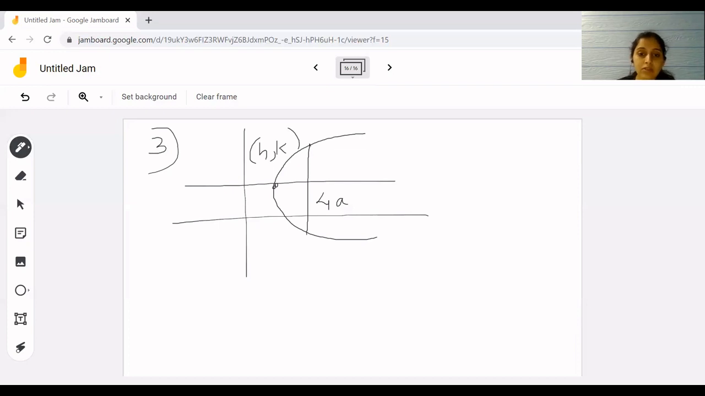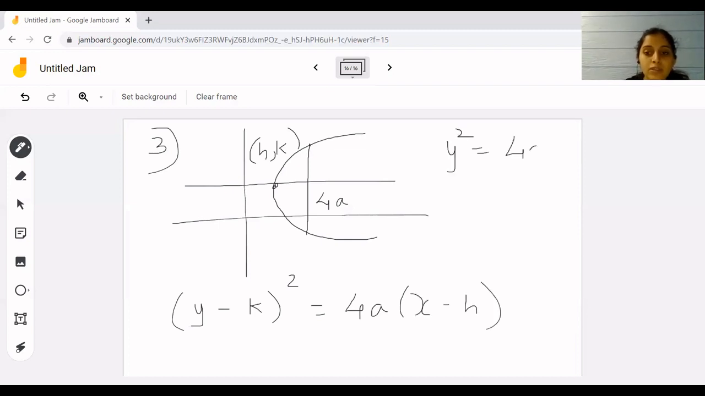So if there is a general parabolic equation, how do you write it? Like the general equation for a line, the general equation for a parabola is (y minus k) the whole squared equals 4a times (x minus h). The standard equation y squared equals 4ax is the case where the parabola passes through the origin, so (h, k) is (0, 0).